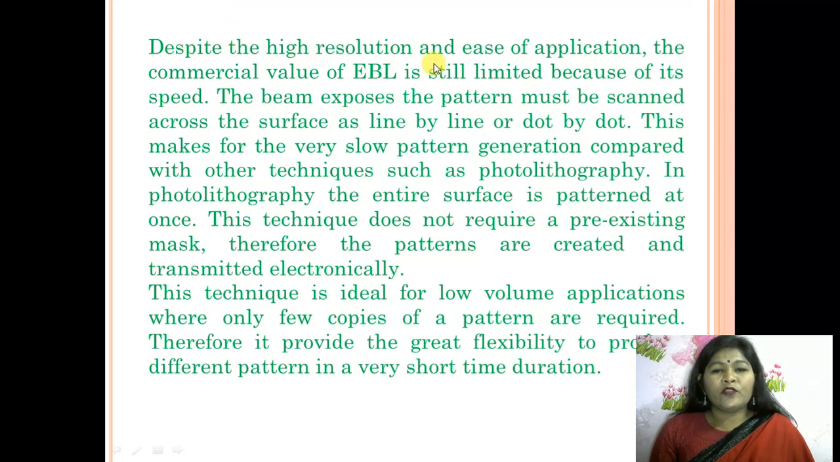Despite the high resolution and ease of application, the commercial value of electron beam lithography is still limited because of its speed. This is a time consuming process. The beam that exposes the pattern must be scanned across the surface line by line or dot by dot. This makes for very slow pattern generation compared with other techniques such as photolithography.